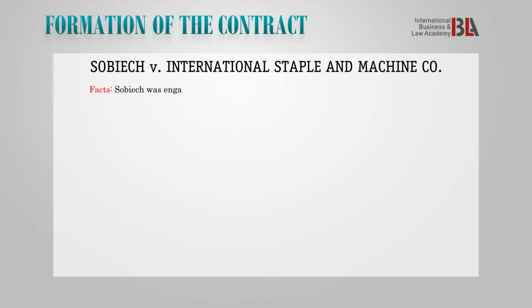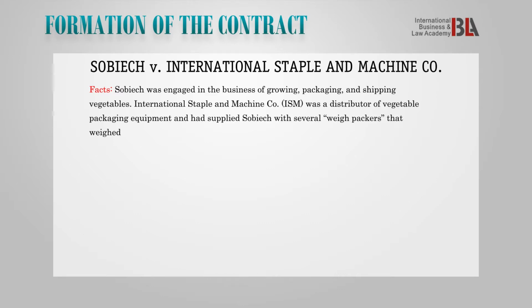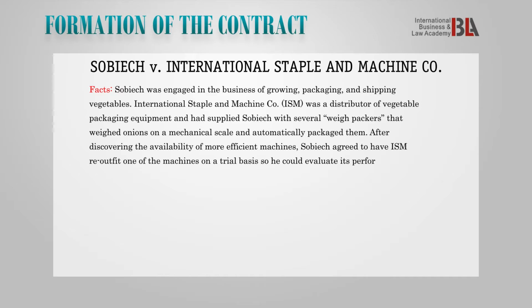Facts. Sobek was engaged in the business of growing, packaging, and shipping vegetables. International Staple and Machine Co. was a distributor of vegetable packaging equipment and supplied Sobek with several weight packagers that weighed onions on a mechanical scale that automatically packaged them. After discovering the availability of a more efficient machine, Sobek agreed to let ISM re-outfit one of its machines on a trial basis so that he could evaluate its performance before deciding whether to purchase one. At the time, ISM informed Sobek that the machine was new and experimental.